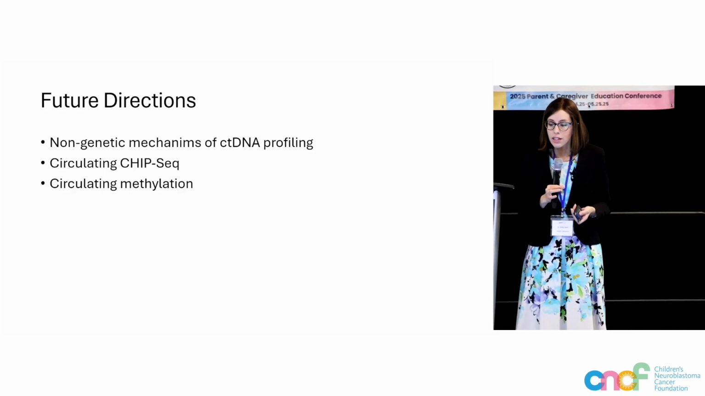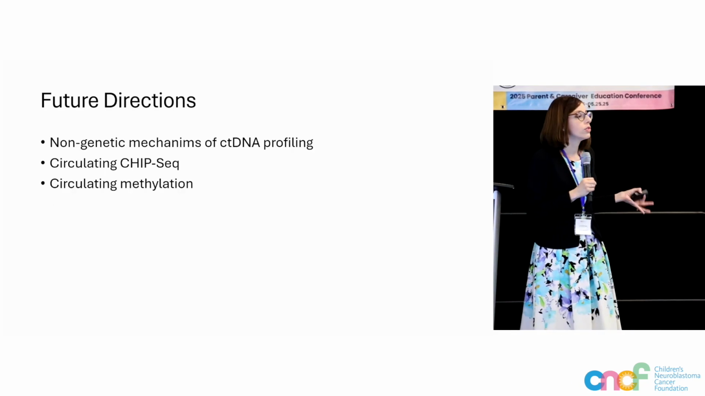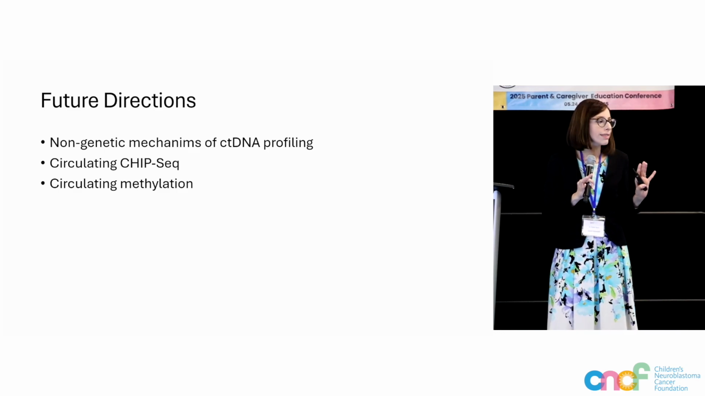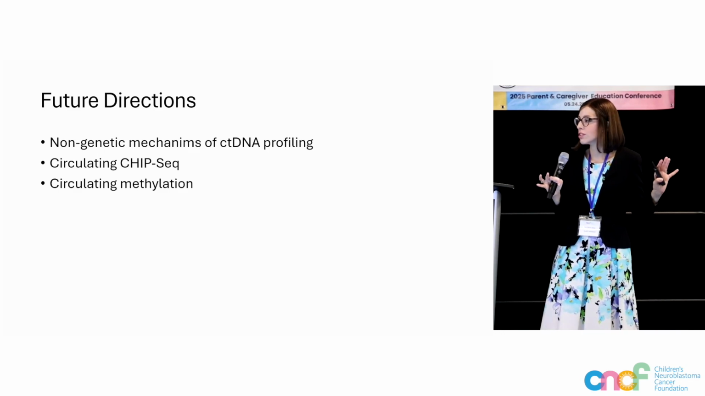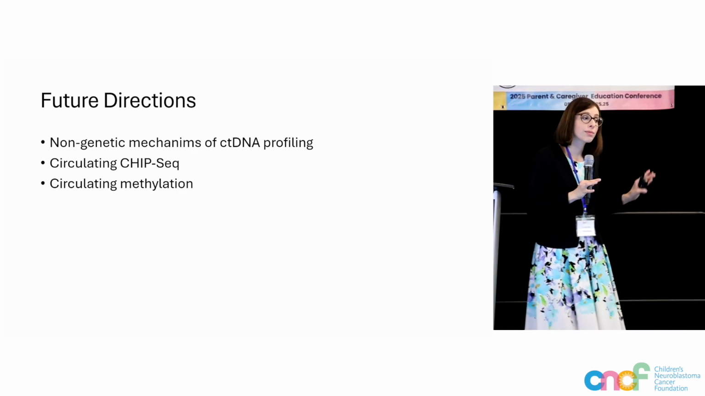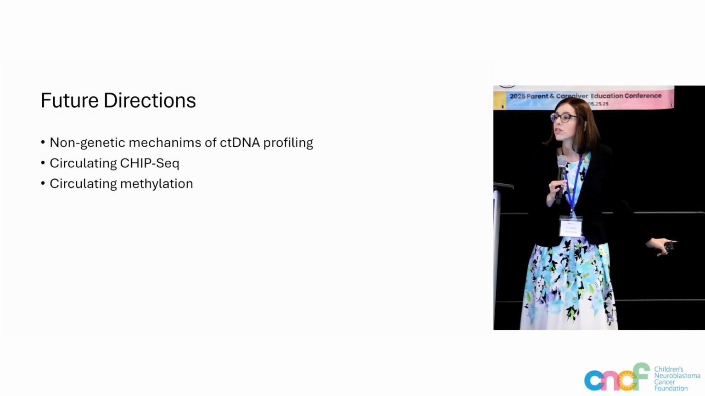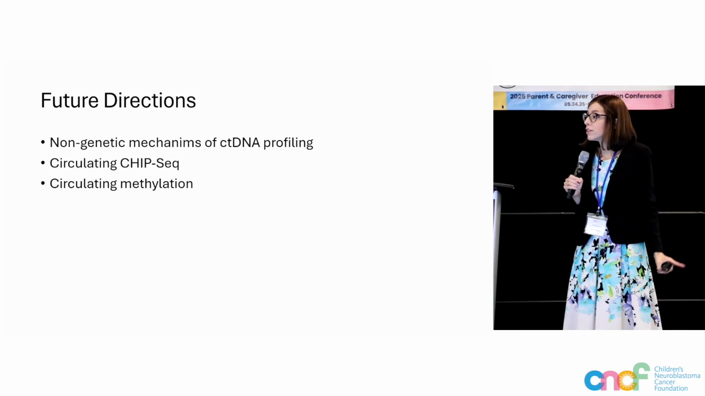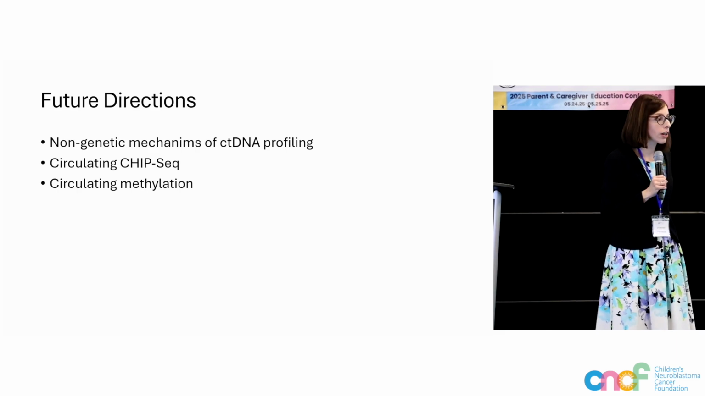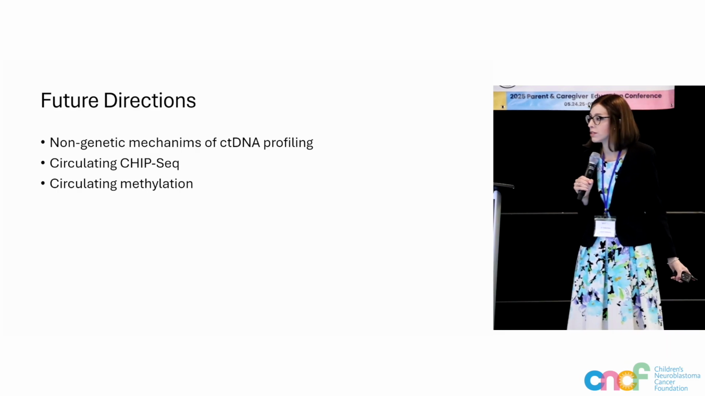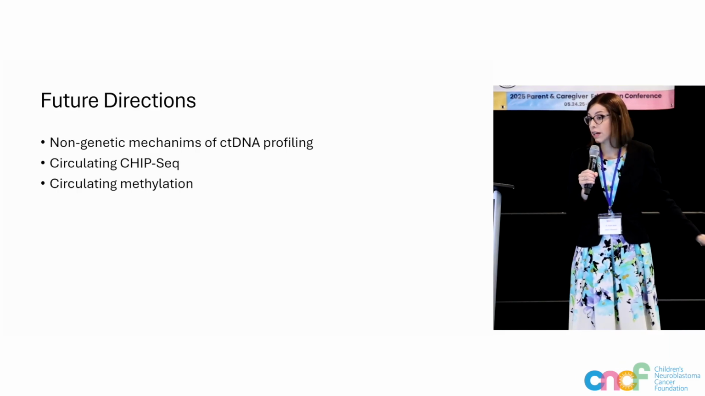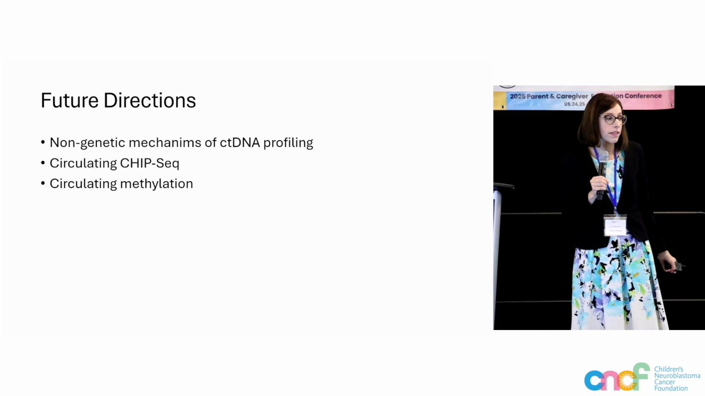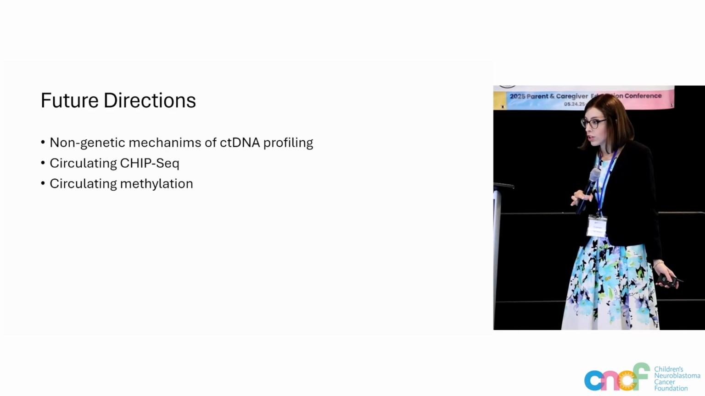Two quick slides on some future directions. What I've shown you till now has all been looking at the DNA, so looking at mutations in the DNA. But I'm going to take you back to my first slide. There was a lot of gray there, right? 50% of patients don't have targetable mutations in their neuroblastoma. And right now, we have nothing that we can do to profile their tumor, and that needs to change.